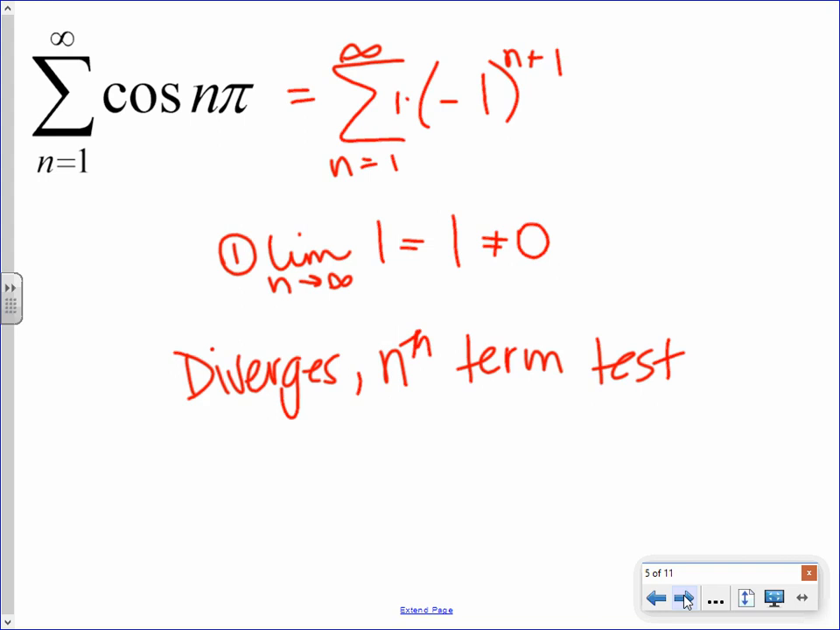Okay. Now we are going to talk about being conditionally convergent versus being absolutely convergent. Have a quick conversation with your neighbor about what you think that means.